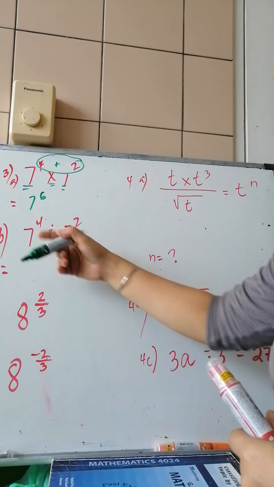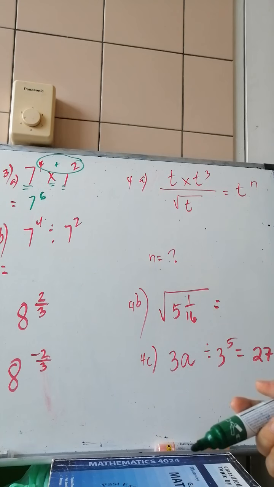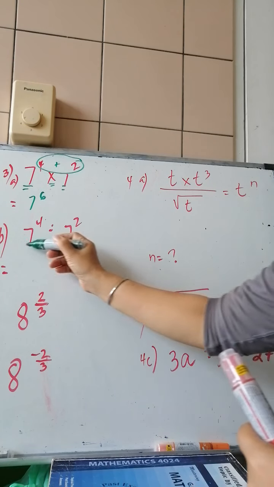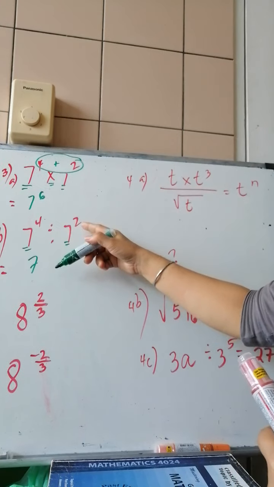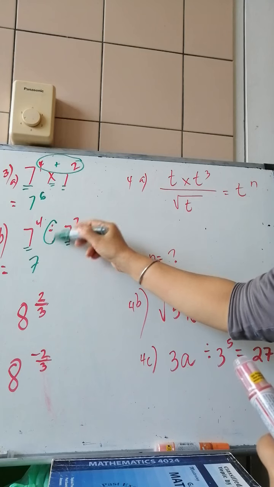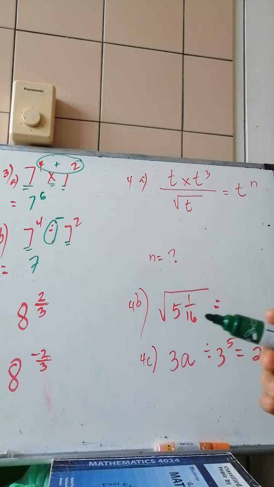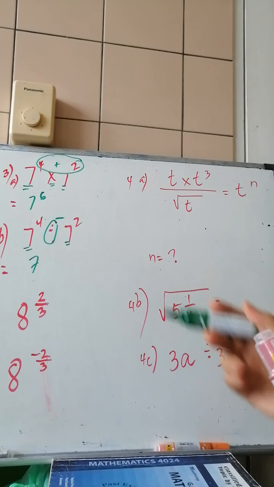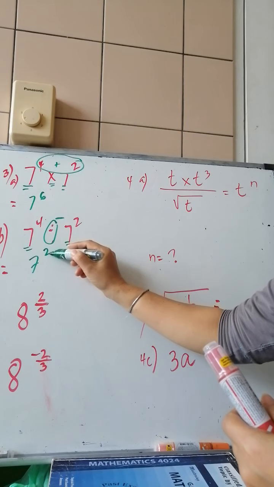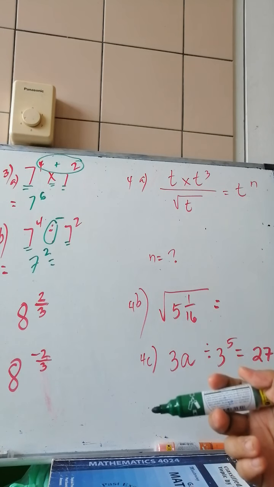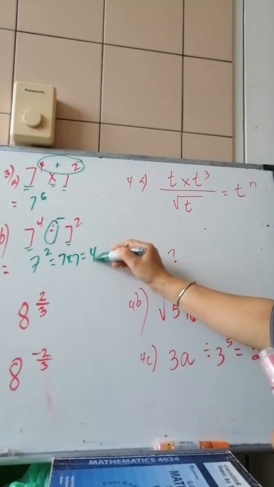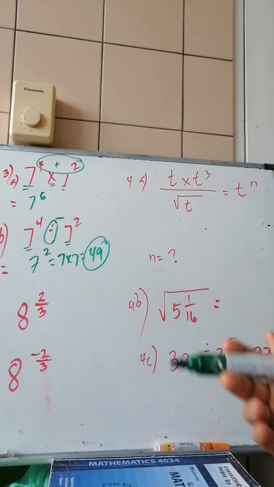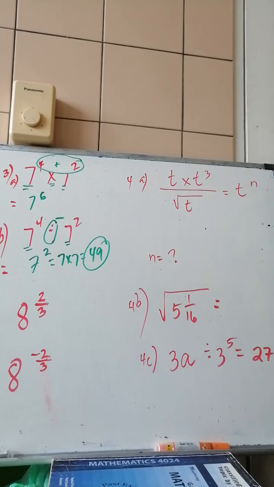For this one, 7 to the power of 4 divided by 7 to the power of 2, they are also both 7. If it is divide, what we do with the indices is we subtract them. So 4 minus 2 is 2. If you simplify, 7 squared means 7 times 7. So our final answer is 49.